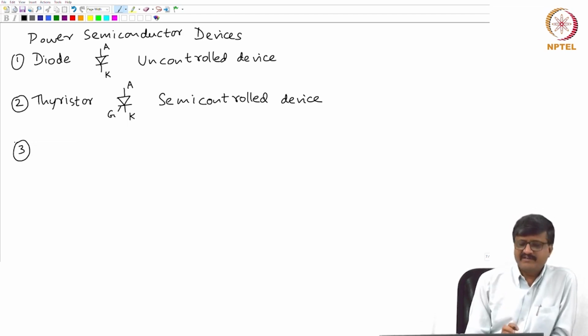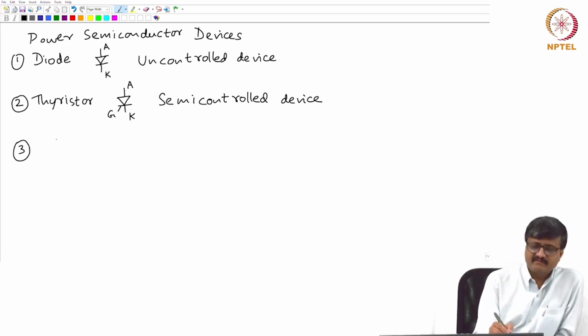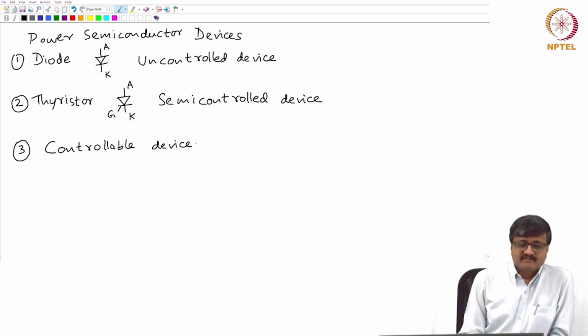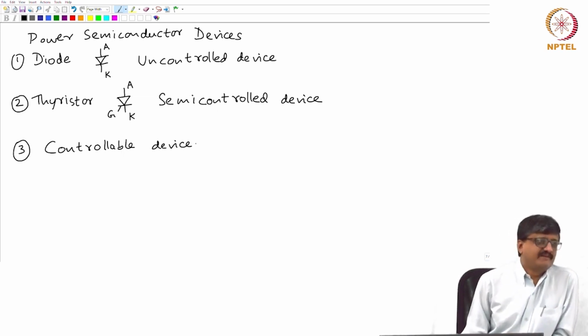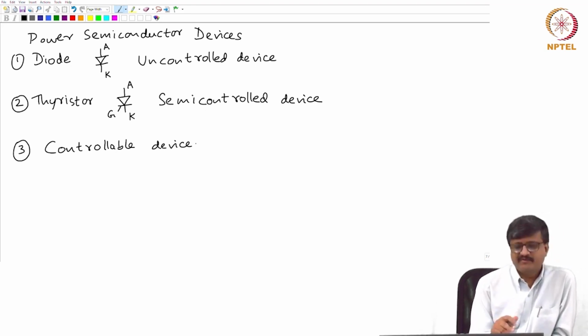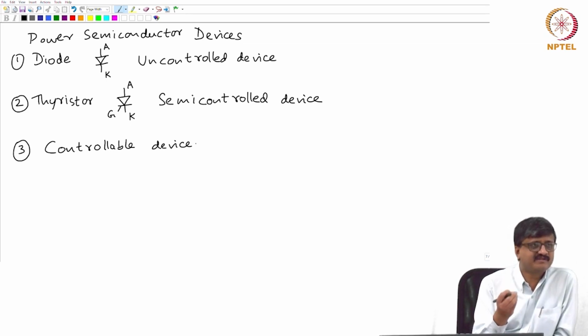Okay. Now, when it comes to the third category, I'll come to the example, but this is the category of controllable devices. Now, there is more than one example possible here. What are the examples? By now, you should be able to say what is this controllable. Yeah. First of all, controllable means I can go from on state to off state by giving a control signal. I can also go from off state to on state by giving a control signal.